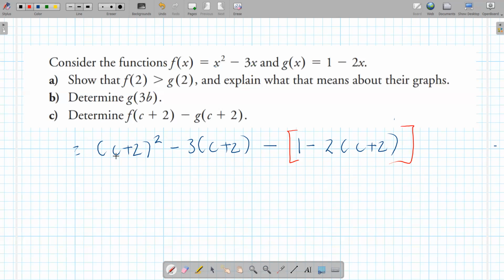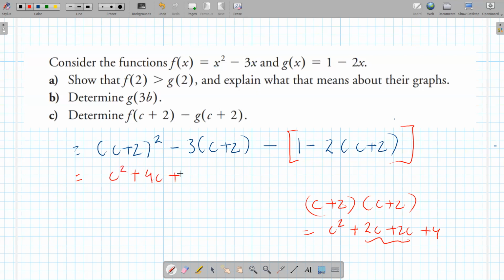And now let's open this up. We can do this on the sides. What's c plus 2 times c plus 2? C squared plus 2c. Yeah. Plus 2c plus 4. Yeah, exactly. So these are like terms, so we can just add them up. So this becomes c squared plus 4c plus 4.